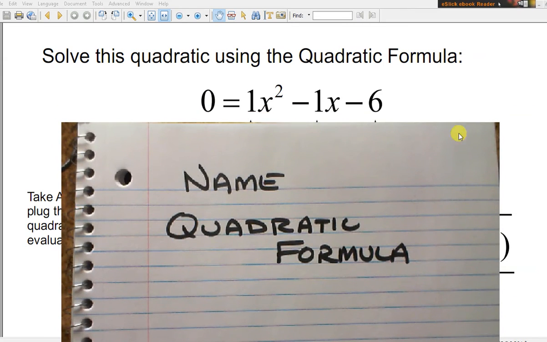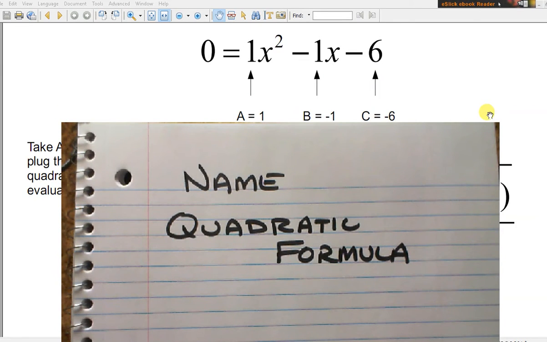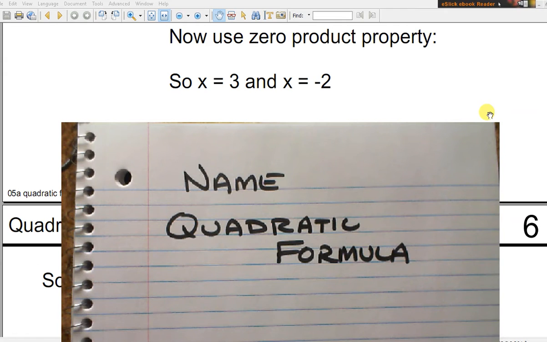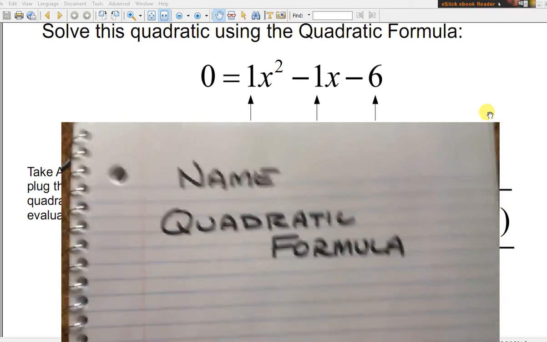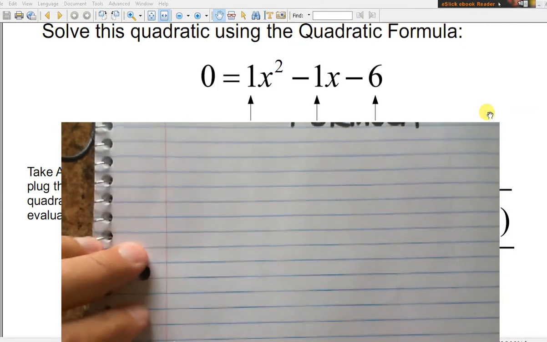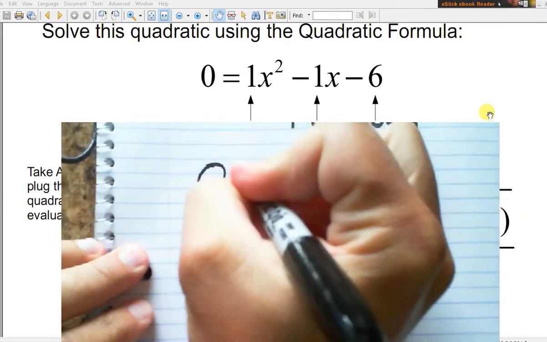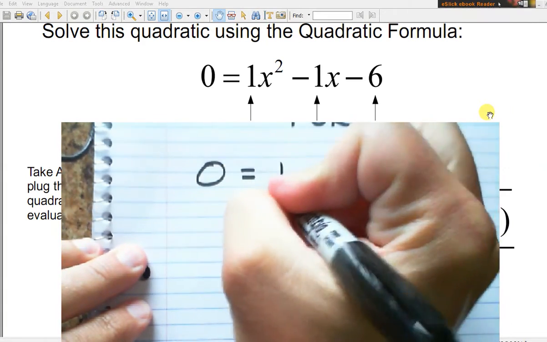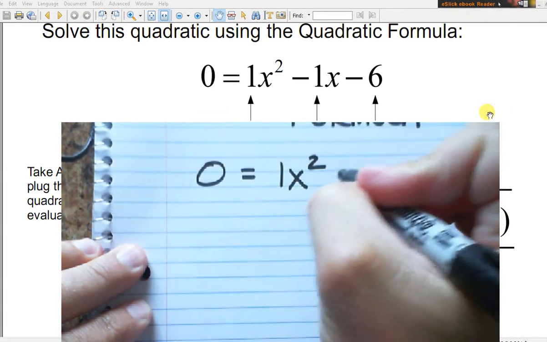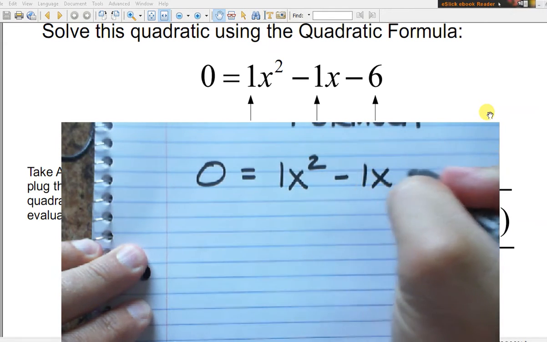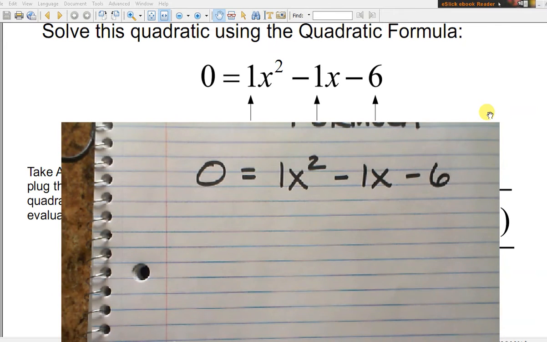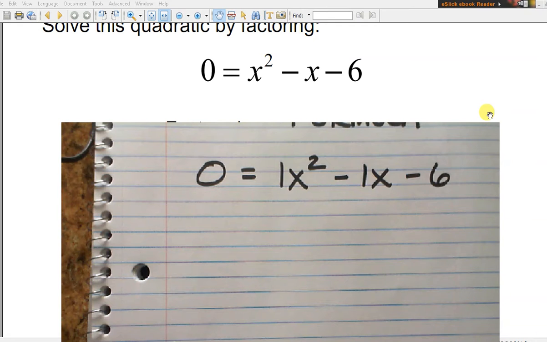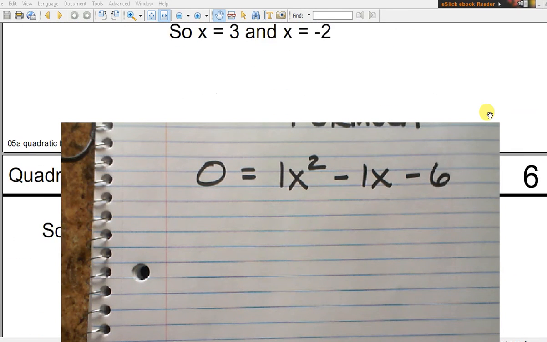So what we're going to do is we're going to solve this equation. Now we already know the solution because we found it up here. It's at 3 and -2. But we're going to solve it using the quadratic formula. So in your notes, 0 equals 1x squared minus 1x minus 6. Now I added the ones for clarity. Usually they're not written there. As you can see up here, the original equation, the ones weren't there, but I put those in for clarity.